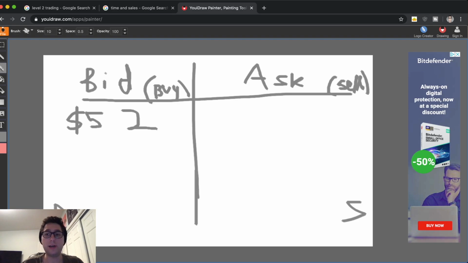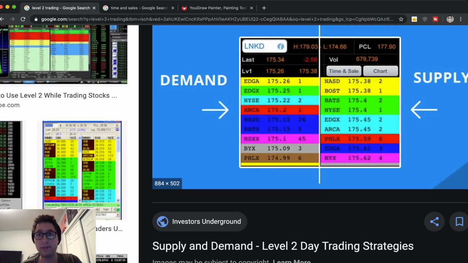Okay, so now let's say you offer $5, but someone else around the world, or maybe in your neighborhood, has this pen, or maybe it's me, I have the pen, and I want to sell it for $6. So if I make my ask price $6, then on the level 2, on the right side, you'll see 6, and of course a quantity of 1. So let's go back to the stock. In the picture, on the right side, those are the sellers, that's the supply. You see 175.38 and a quantity of 2.